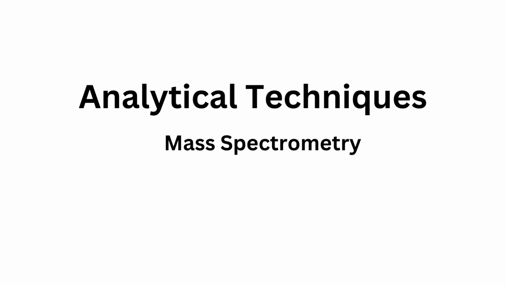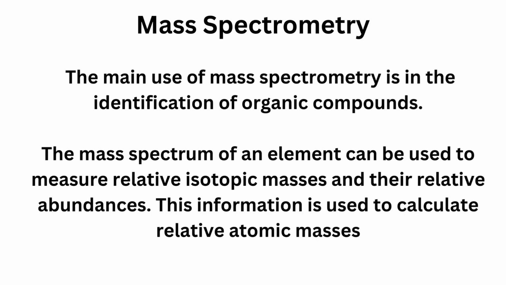Today I would like to talk on the topic analytical techniques, mass spectrometry. The main use of mass spectrometry is in the identification of organic compounds. The mass spectrum of an element can be used to measure relative isotopic masses and their relative abundances. This information is used to calculate relative atomic masses.